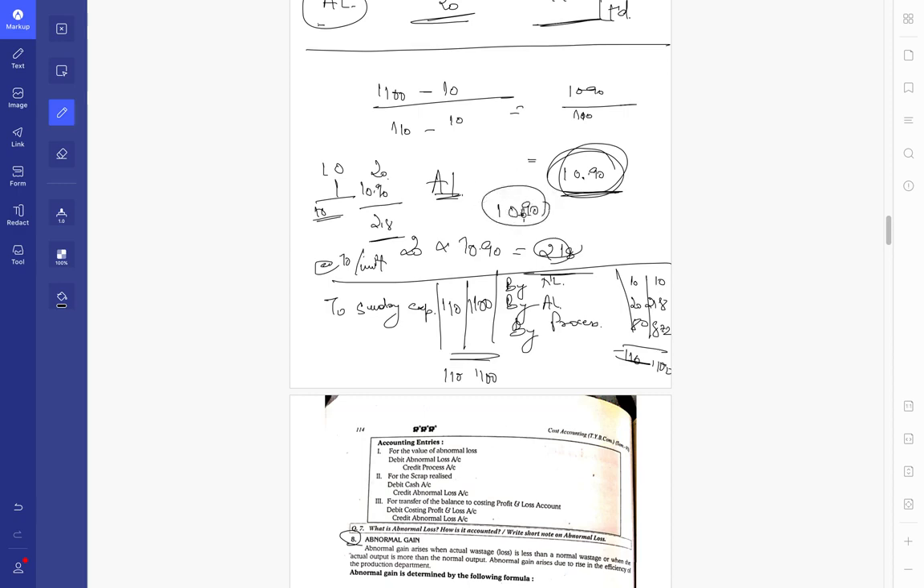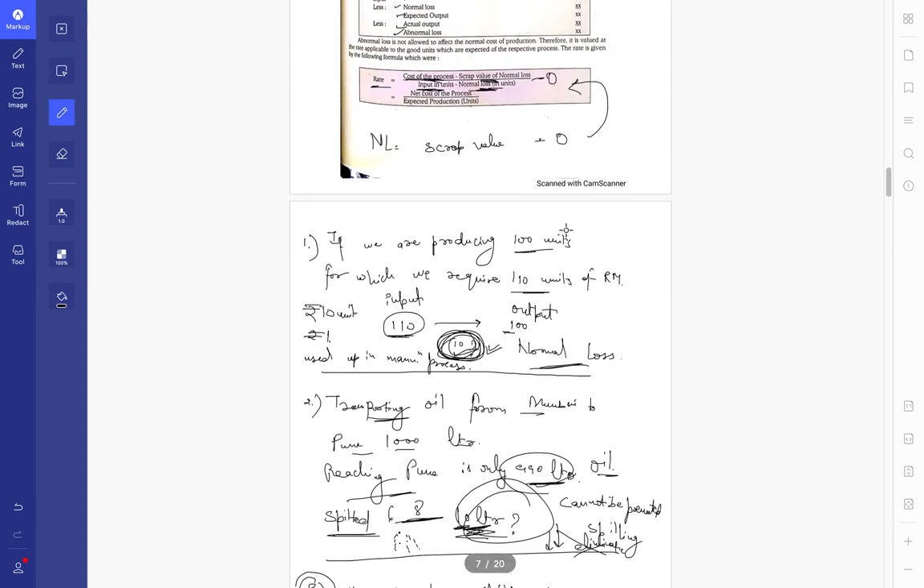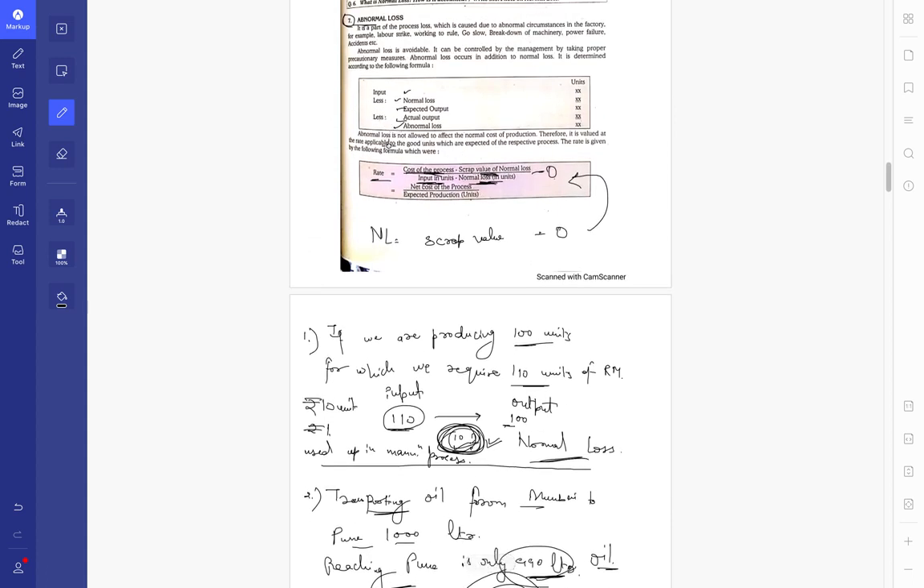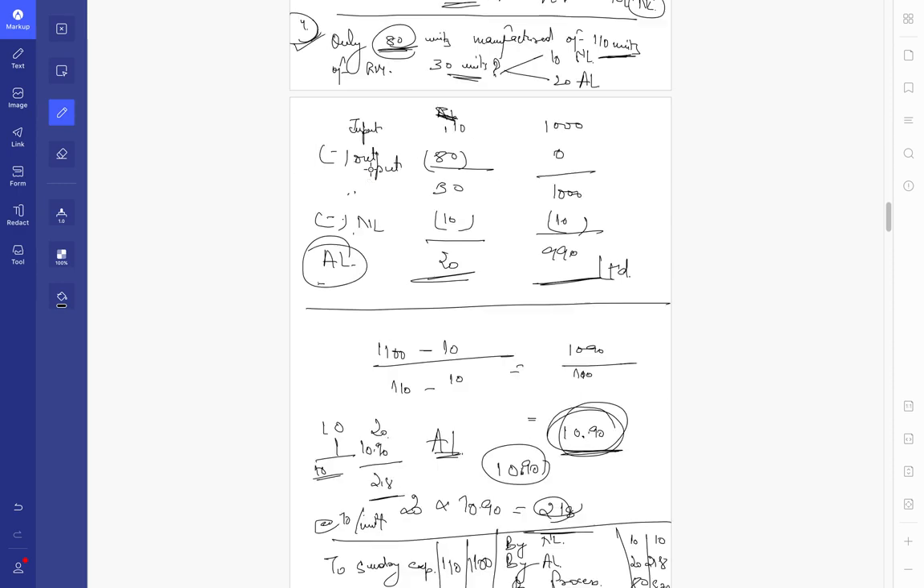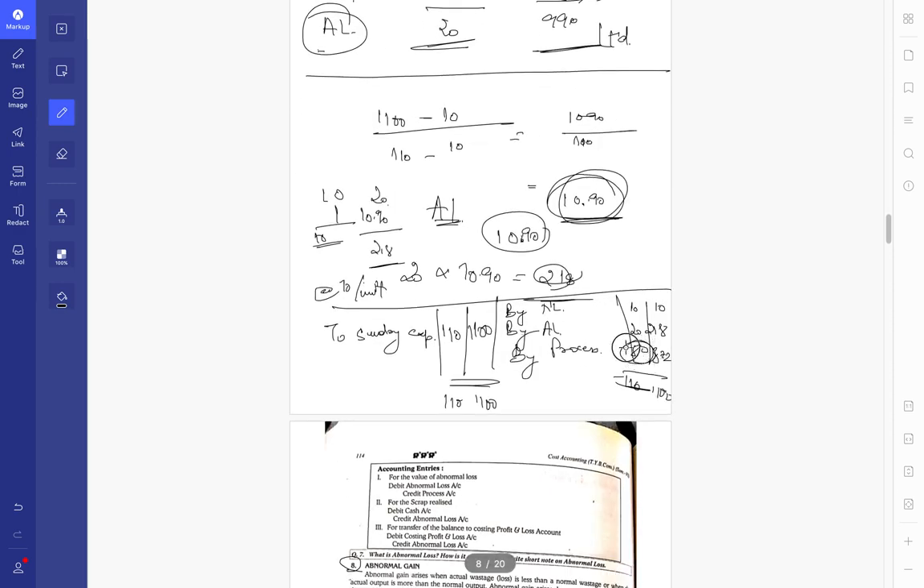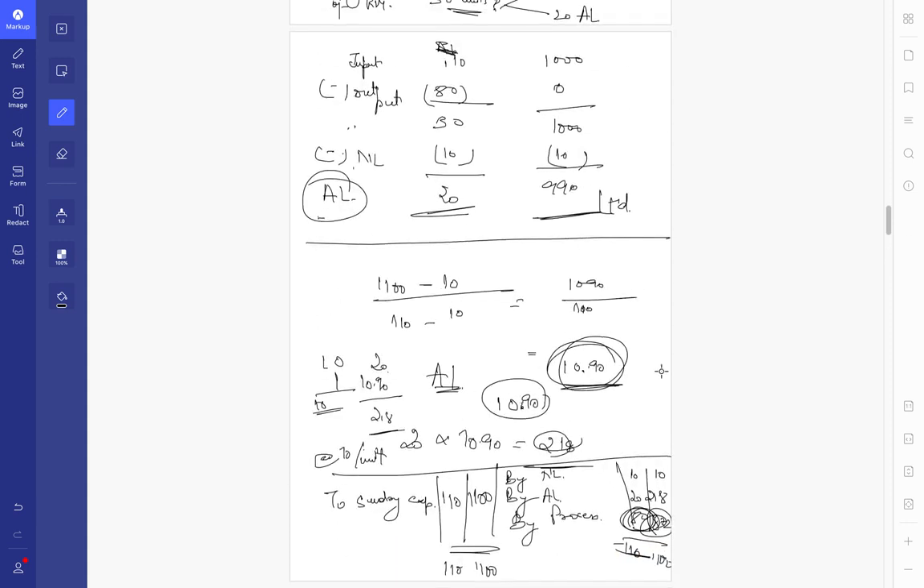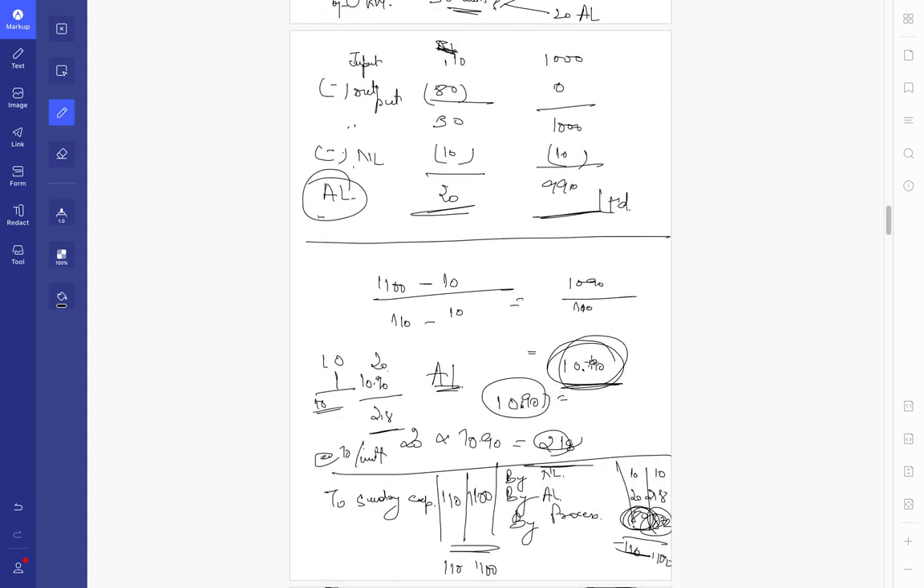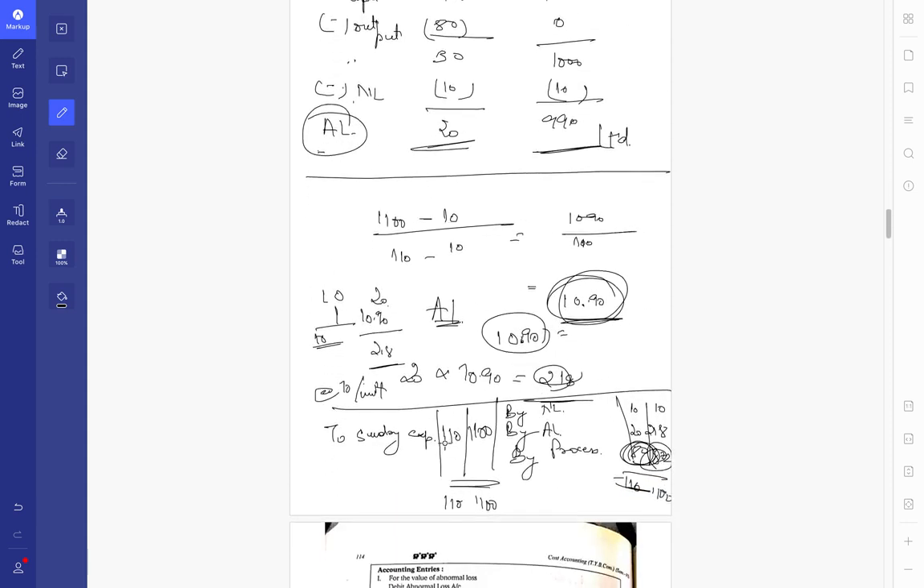So if you see that no matter what, the rate at which abnormal loss was taken, or the amount to the next process which goes, remains the same, 10.9, 10.9. Whereas the average rate per unit was 10 rupees per unit. Our cost has increased. Reason being that we lost 10 units.